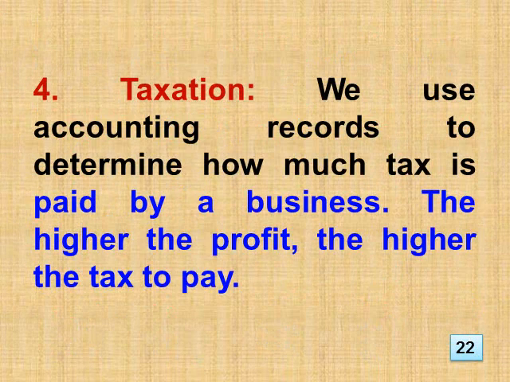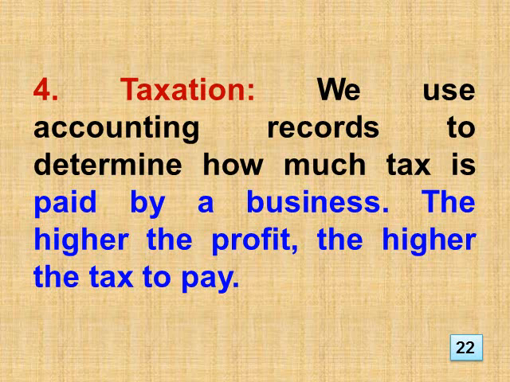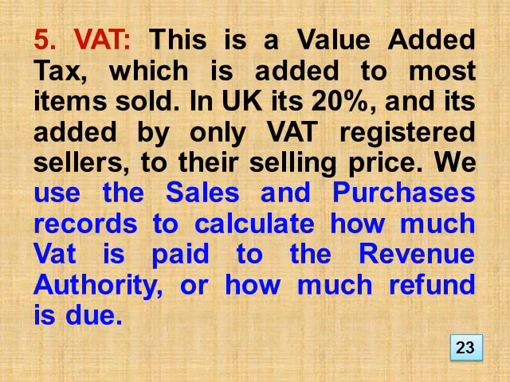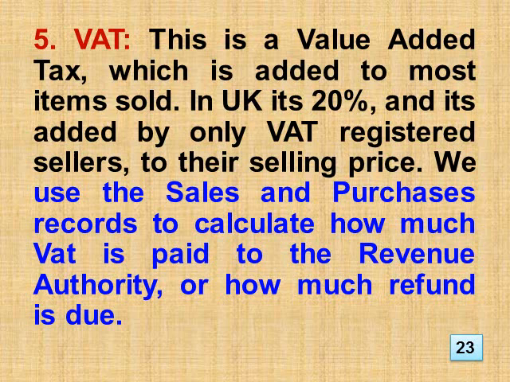4. Taxation. We use accounting records to determine how much tax is paid by a business. The higher the profit, the higher the tax to pay. 5. VAT. This is a value-added tax, which is added to most items sold. In the UK it's 20%, and it's added by only VAT-registered sellers to their selling price. We use the sales and purchases records to calculate how much VAT is paid to the Revenue Authority, or how much refund is due.